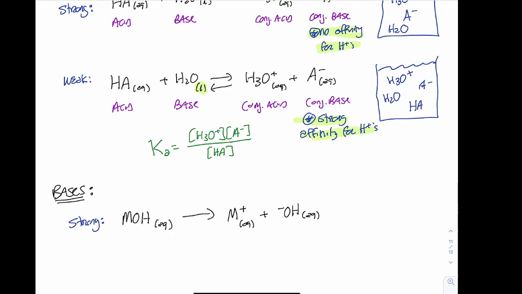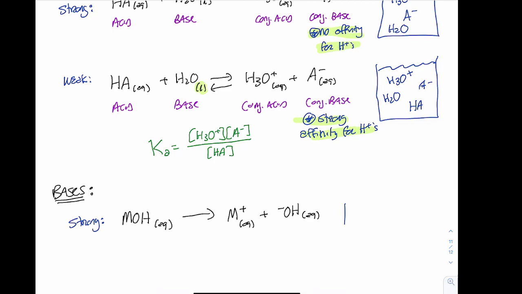Remember, you did have a list of strong acids and strong bases that you needed to memorize. All of the strong bases do have hydroxide ions in them. And then, of course, this is not going backwards, right? It's not reversible. I have essentially no conjugate acid when I look at a strong base reaction.